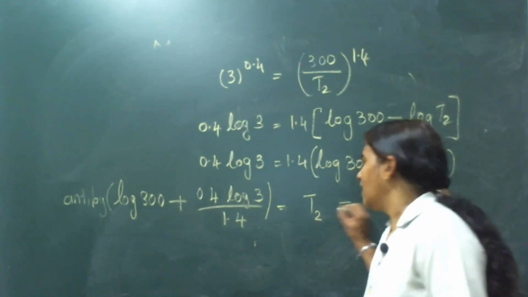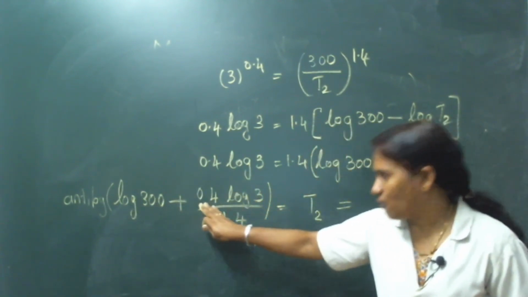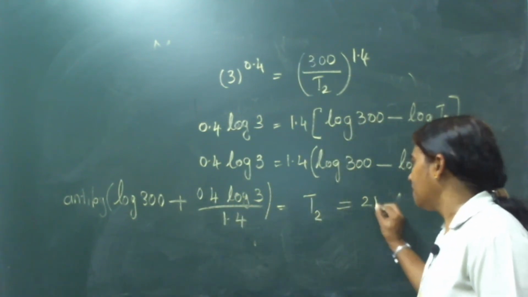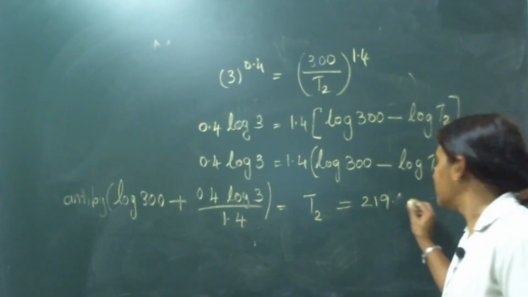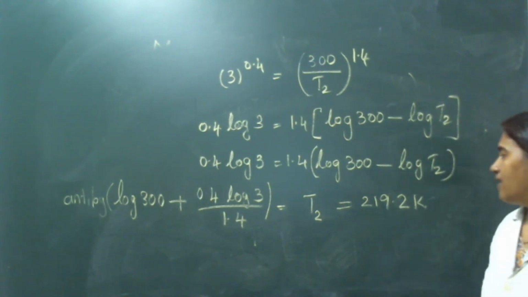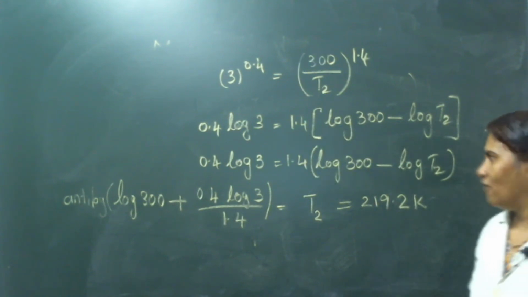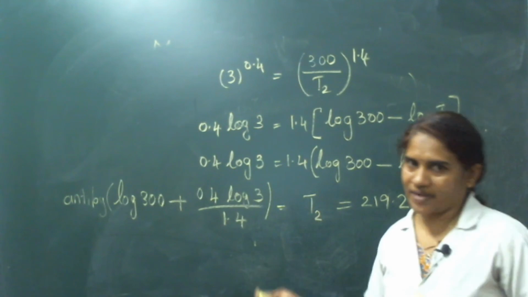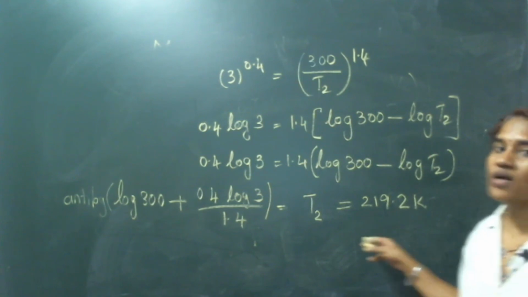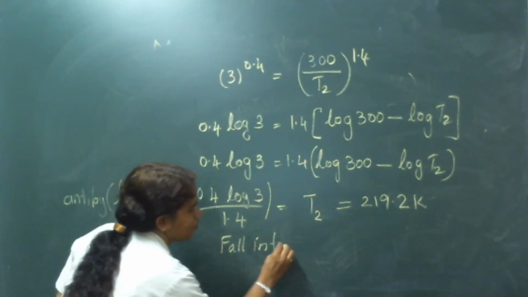After taking the log of 300, log 3, multiplying with the 0.4 and dividing with 1.4 in the calculator, at last we get 219.2 Kelvin. T2 is equal to 219.2. Just mathematical calculations. Therefore, in the question it is asked what is the fall in temperature, right? Initial temperature was 300. Now it is 219. As per the question, fall in temperature is to be calculated.